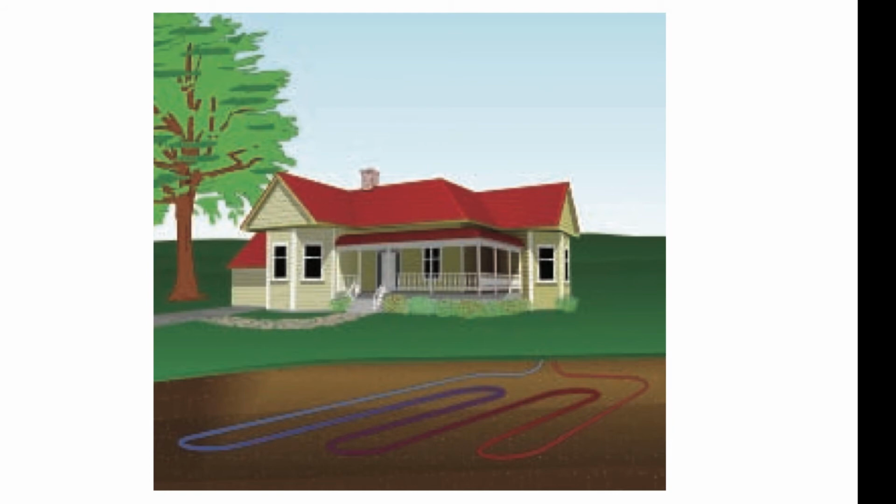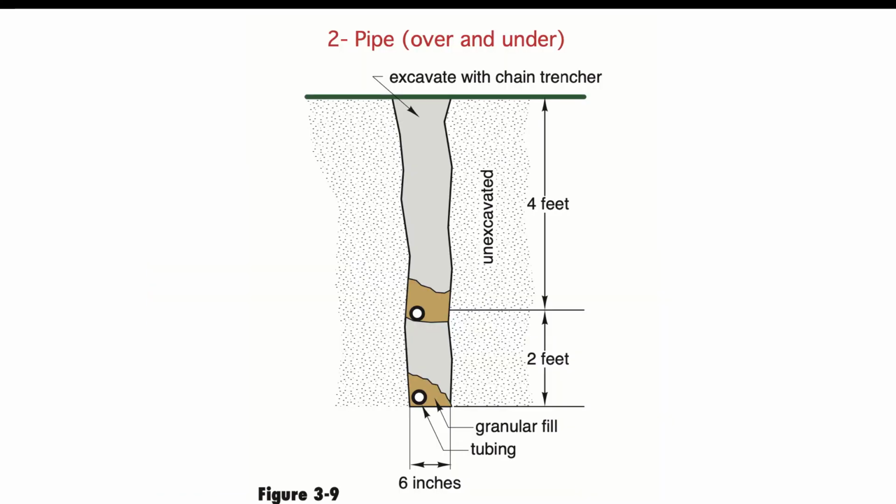This is what a single pass loop field would look like. It would probably require more than one loop to be able to satisfy the needs. Typically, one loop is capable of handling 1 ton worth of energy transfer, which is 12,000 BTUs. Figure 3-9 shows a two-pipe system. We have one pipe on the bottom of the excavation and another pipe roughly 2 feet above that.